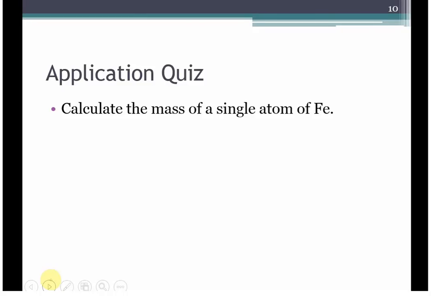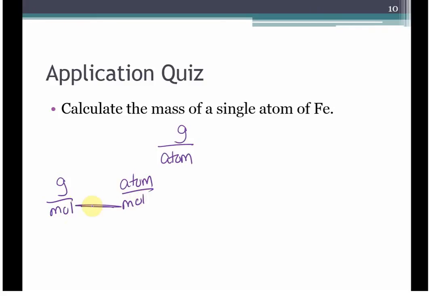This is a little bit of a different type of question, but it kind of ties in the last concept as well. Let's calculate the mass of a single atom of iron. So we want grams per atom. We don't know grams per atom. The periodic table gives us grams per mole. And the Avogadro's number gives us atoms per mole. And so we can use these two conversion factors to cancel moles, all right?